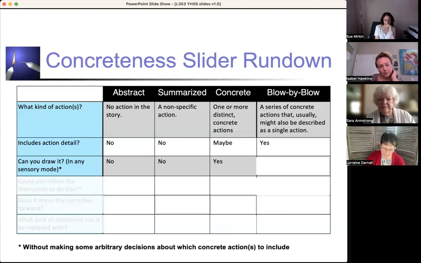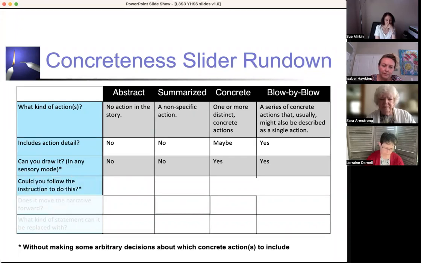And drawing is visual as the example, but of course it can be any other sensory mode. The blow by blow, can you draw it? Yes, and that's the easiest to draw because it is the most concrete actions and it's often a series. Now, if it's a blow by blow and you're talking about the whole series, you may need to draw each part, but that's okay, right?